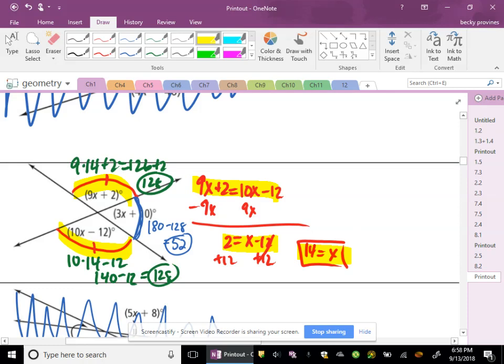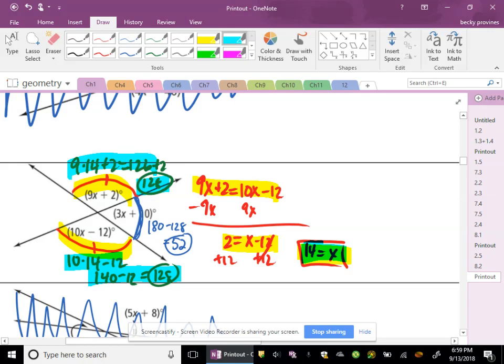Now, are you finished? Oh, no, because you have to plug it back in. Let's plug it back in to the equations, which I did here in green. I took the 14 and plugged it in on top here, and I get 128. And then I take the 14 and plug it in for x on the bottom. And when I work it out, I get 128.